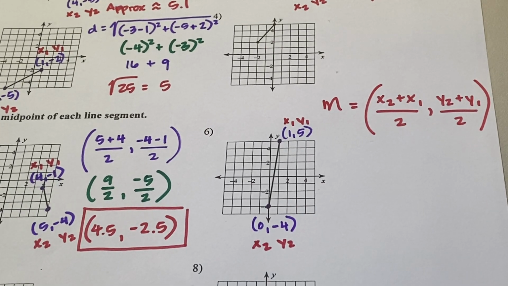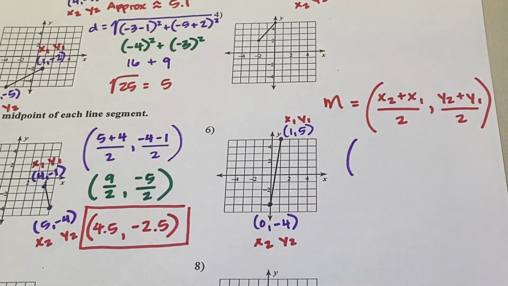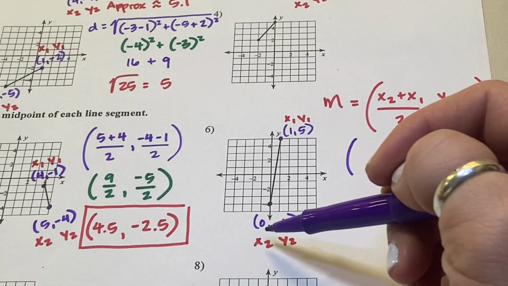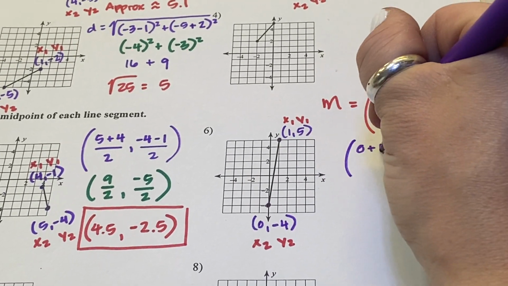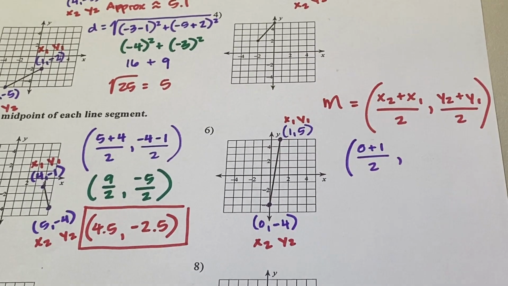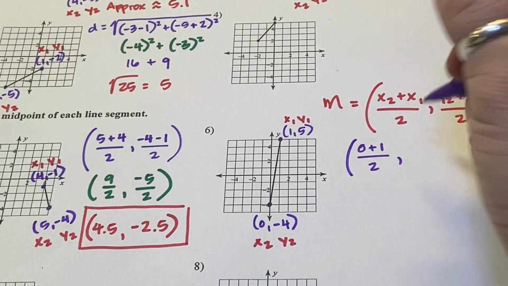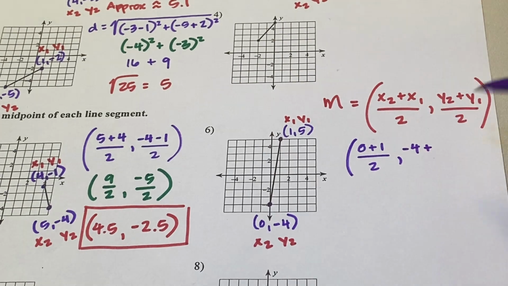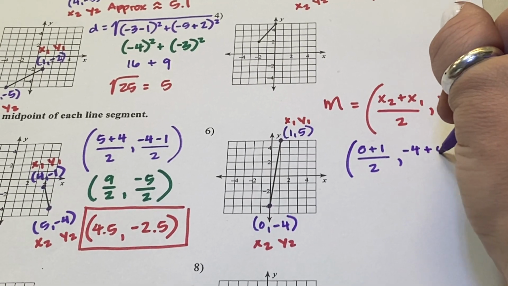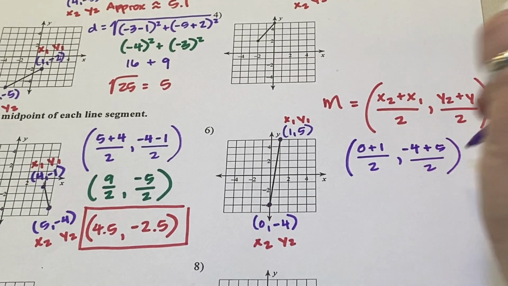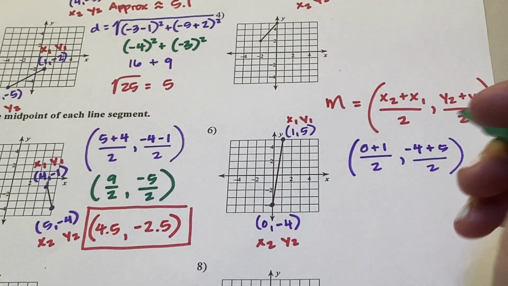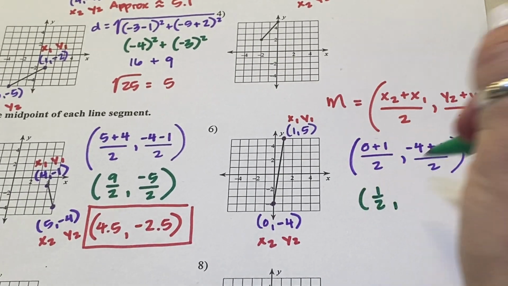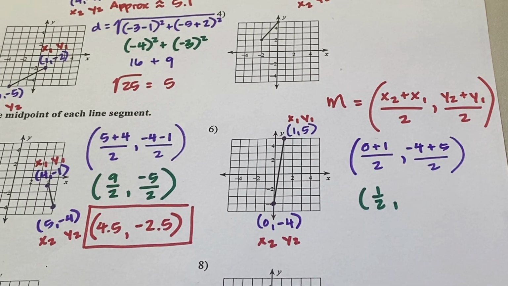Okay, plug it in. Add your x's divided by 2. Add your y's divided by 2. So x2, 0, plus x1, 1, divided by 2. Now my y's, y2, negative 4, plus y1, positive 5, divided by 2. 0 plus 1? 1. And negative 4 plus 5? Also 1.